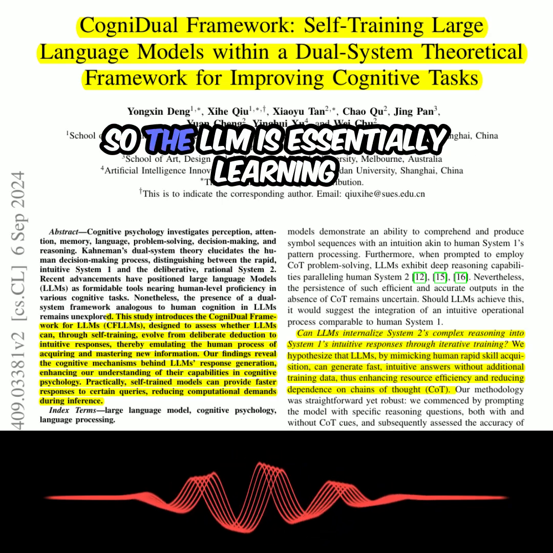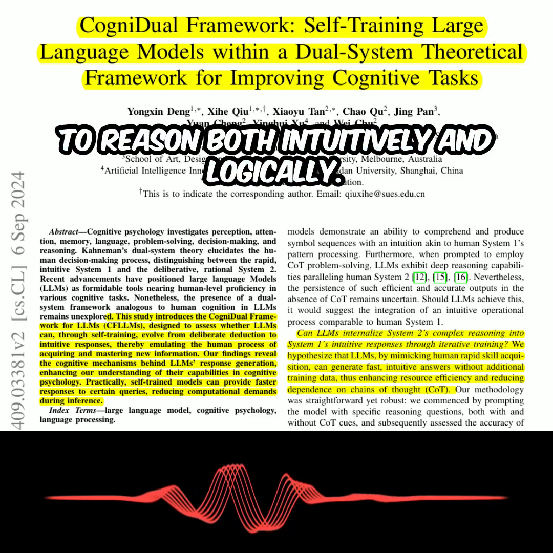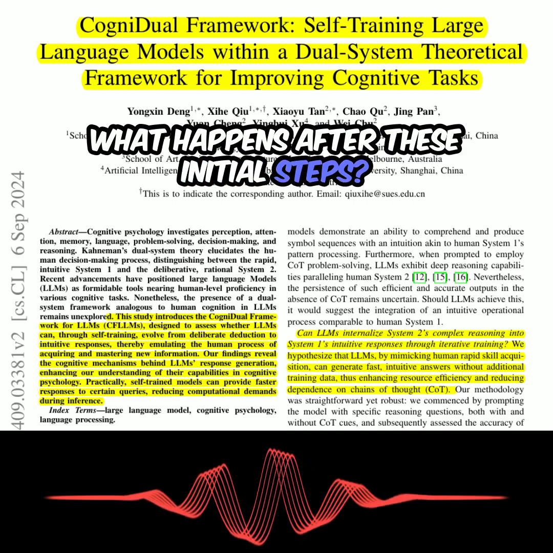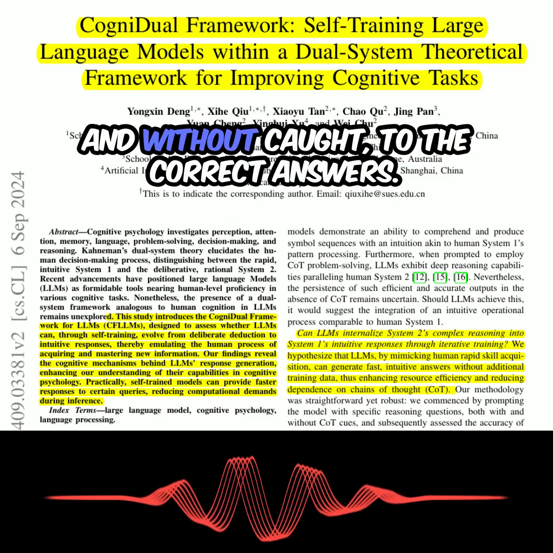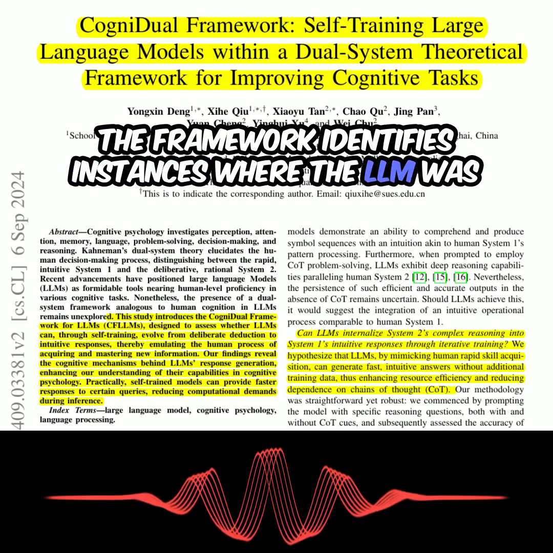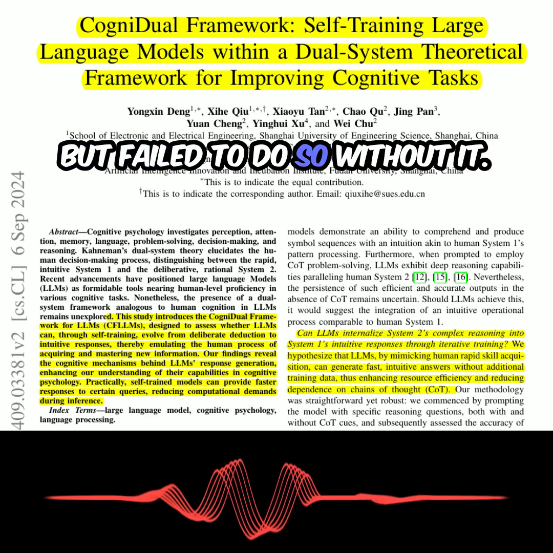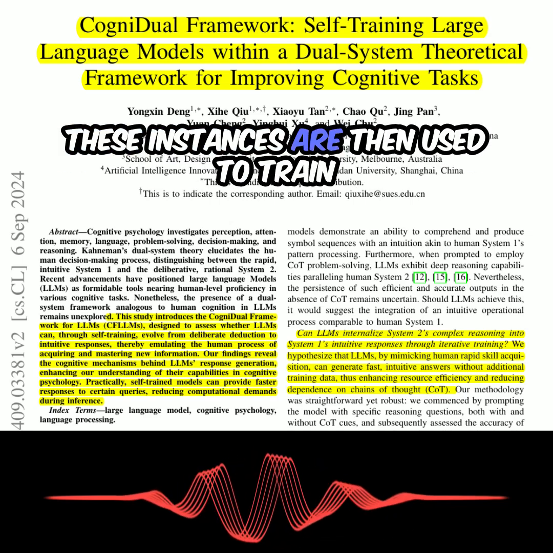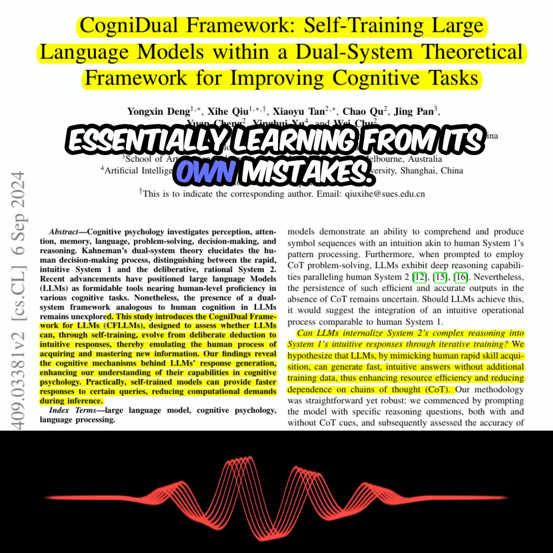Interesting. So the LLM is essentially learning to reason both intuitively and logically. What happens after these initial steps? The LLM then compares its responses generated with and without CoT to the correct answers. The framework identifies instances where the LLM was able to provide a correct answer using CoT, but failed to do so without it. These instances are then used to train the LLM further. So the LLM is essentially learning from its own mistakes.